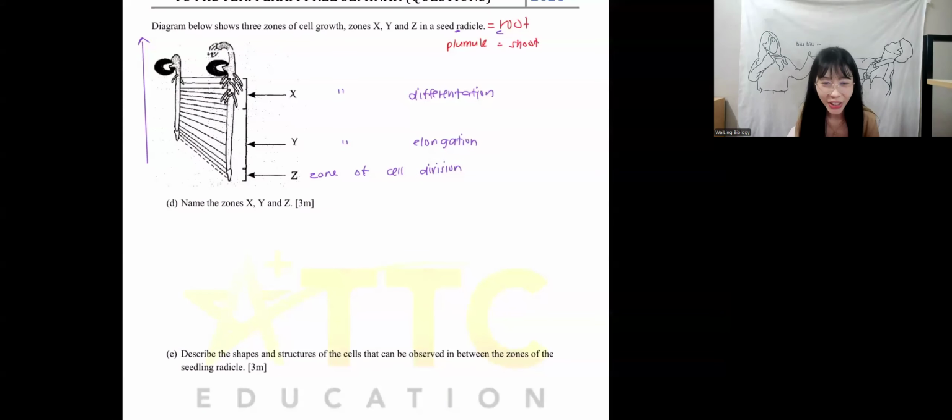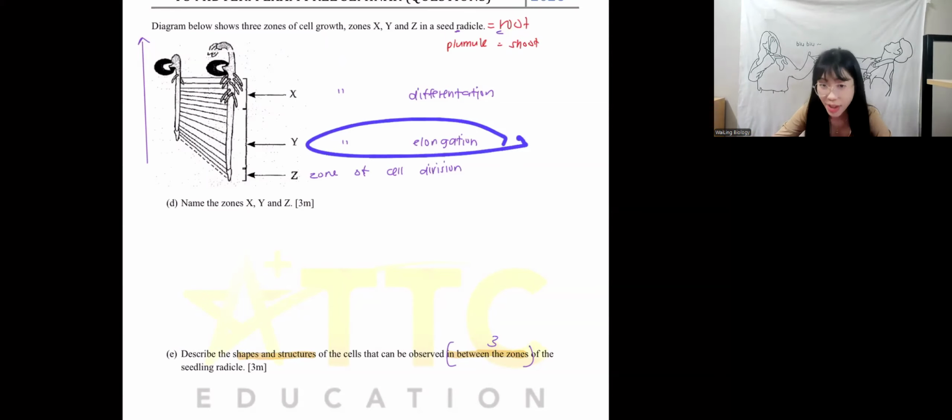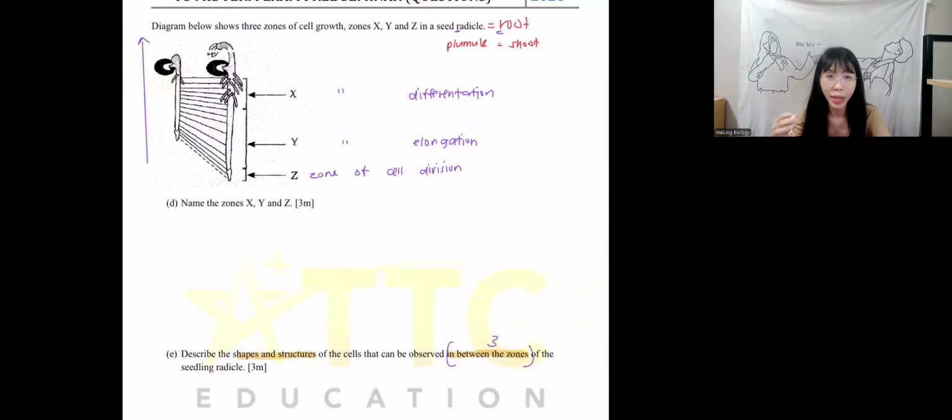Okay, describe the shape and structure of the cell that can be observed in between the zone of seedling radical. They asked you to write what? The shape and structure of the cell means the characteristics of the shape and structure. In between the zone means you're going to talk about the 3 zones in total. So we talk about zone of cell division first. They are arranged closely. They have thin cell wall, large nucleus, dense cytoplasm, and small vacuole. So these are the characteristics. Elongation, they have a very big vacuole. Why? Because small vacuoles fuse to form a larger vacuole. In differentiation, they will have a specific function because they have undergone the differentiation process already.